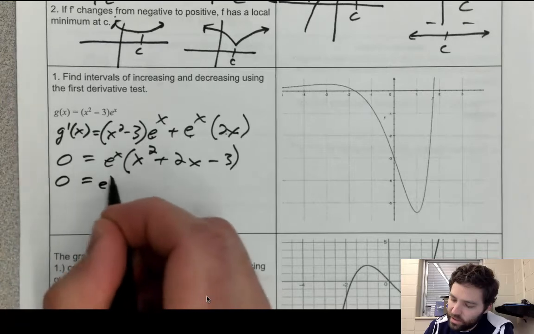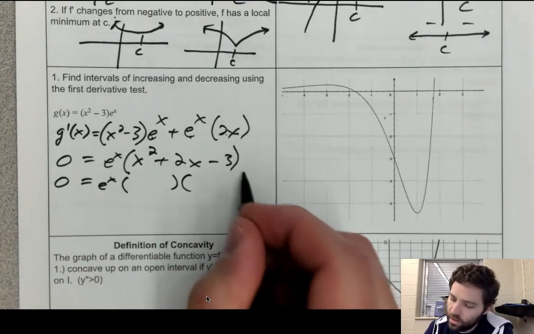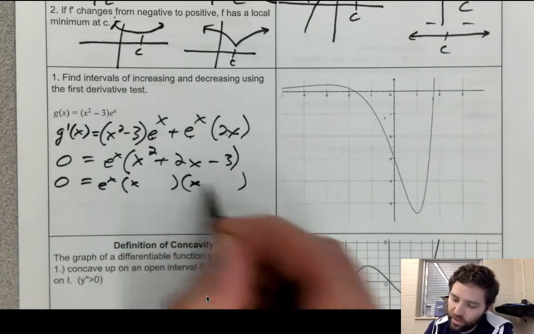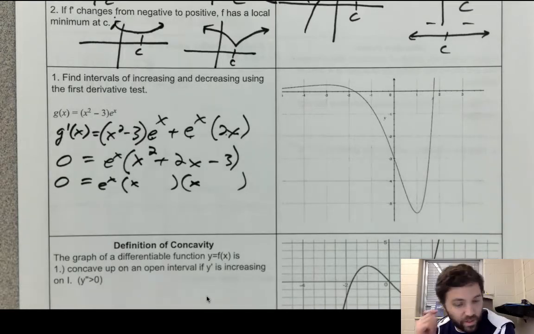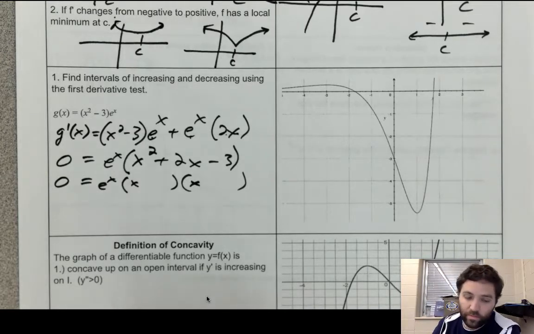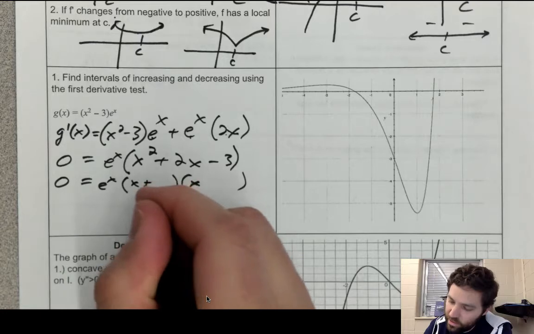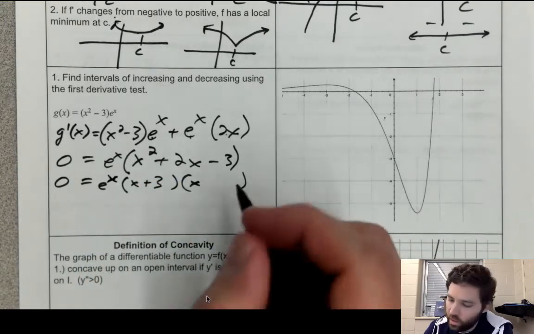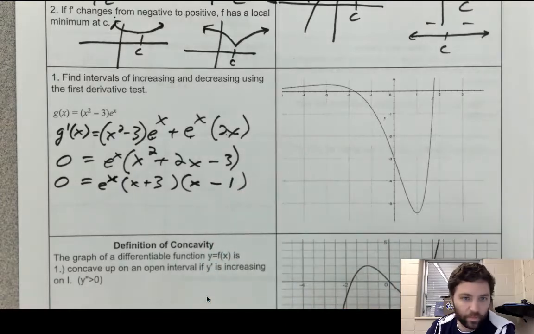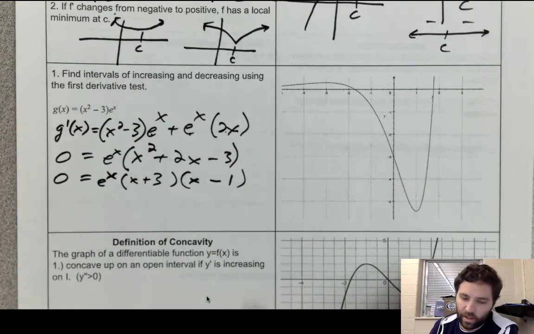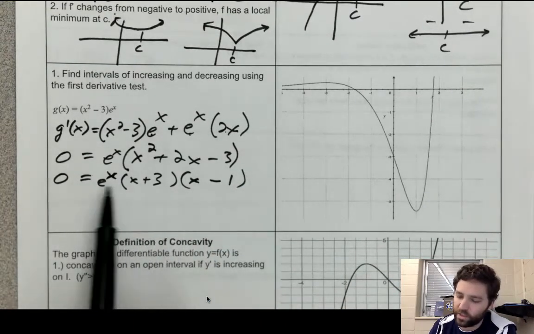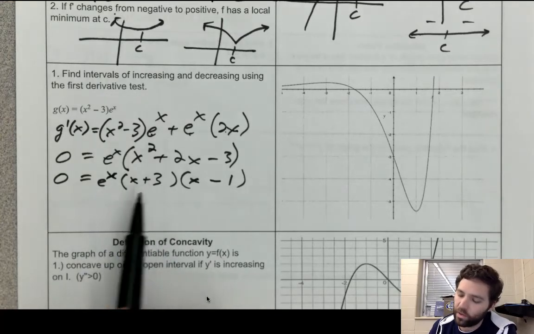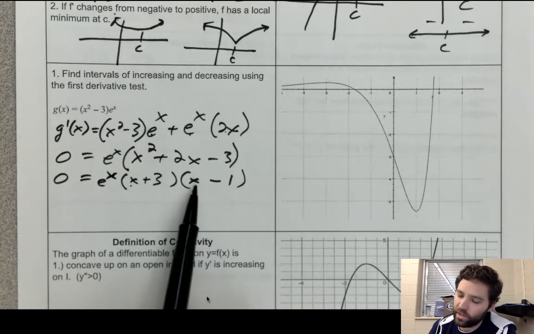So I get e to the x, and I get x here, and then I think it's got to be numbers that multiply to give me negative 3 and combine to give me 2. So it's going to be x plus 3 and x minus 1. Okay, so there is my function set equal to 0. So I will have critical points at negative 3, 1.